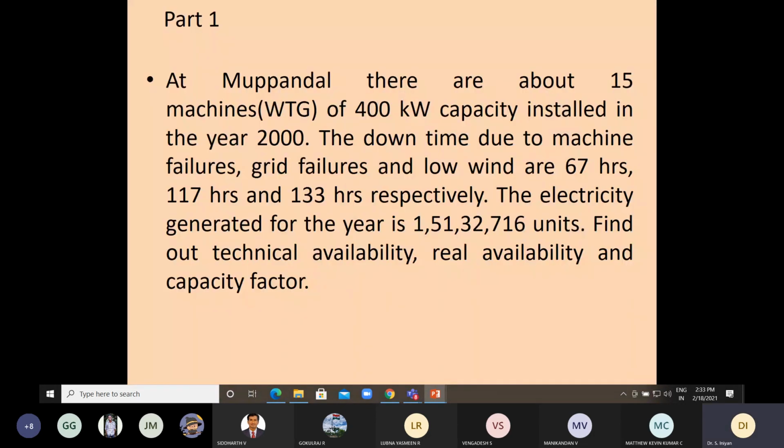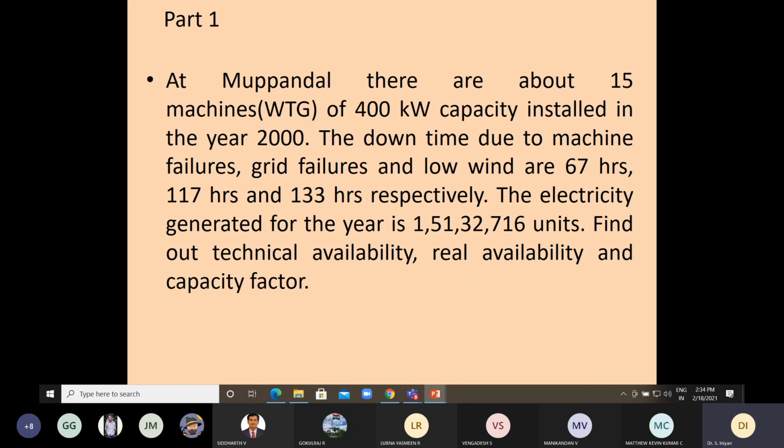Note down the problem at Mupandal. There are about 15 machines of 400 kilowatt capacity installed in the year 2000, and the downtime due to machine failure, grid failure, and low winds are 67 hours, 117 hours, and 133 hours respectively. Electricity generated for the year is 15132716 units. Find out the technical availability, real availability, and the capacity factor.